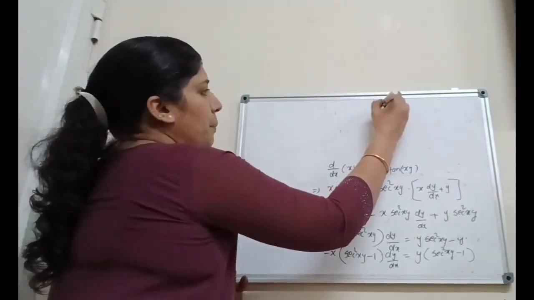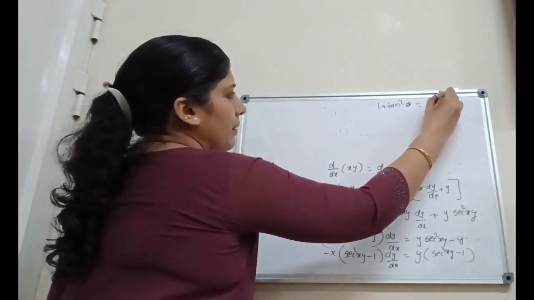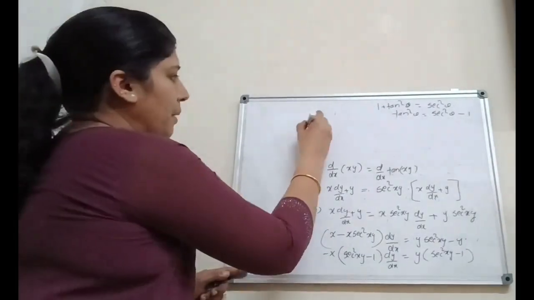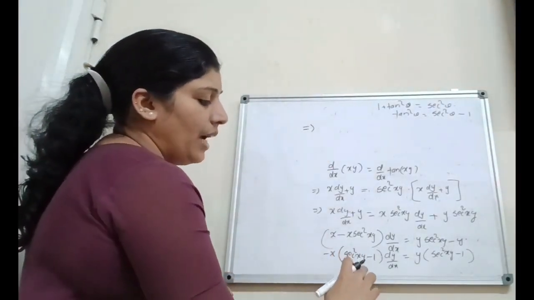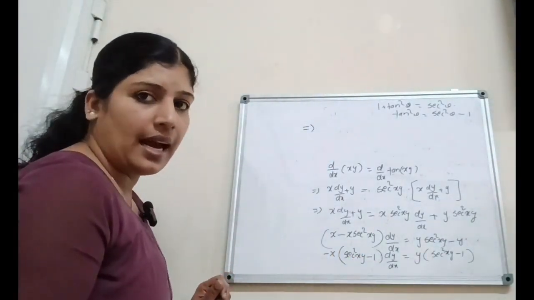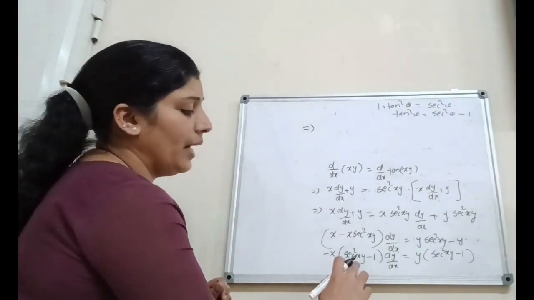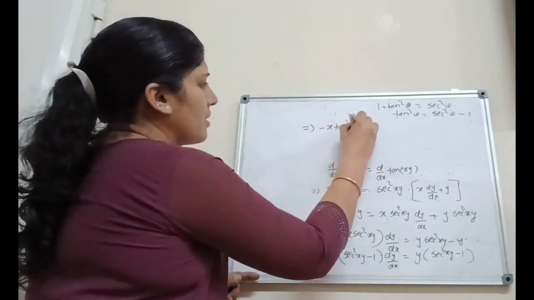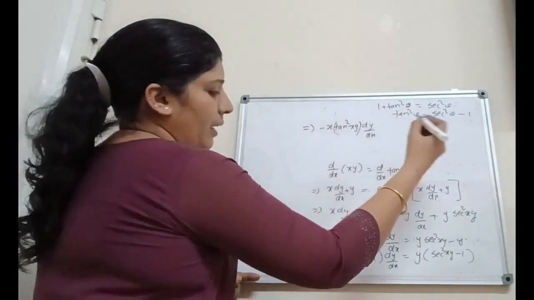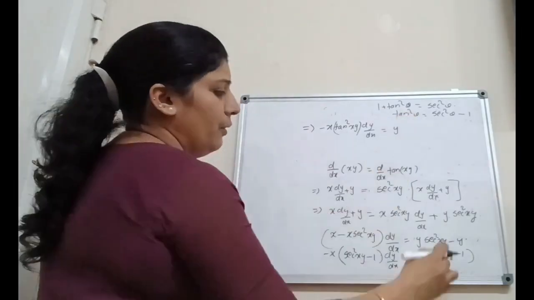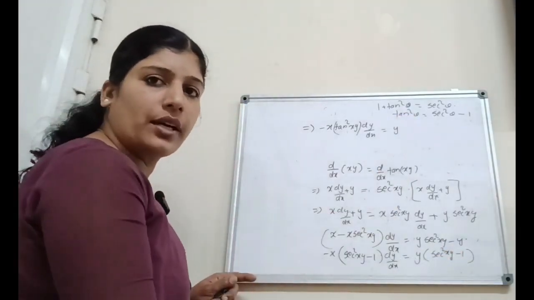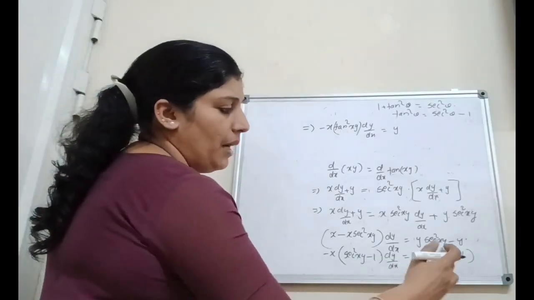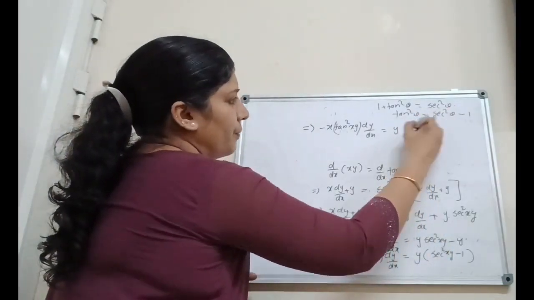We know that 1 plus tan square theta is equal to sec square theta. Therefore, tan square theta is equal to sec square theta minus 1. So sec square theta minus 1 is tan square theta. Therefore, sec square xy minus 1 can be changed into tan square xy. That is, minus x into tan square xy dy by dx equals y into sec square xy minus 1, which is y into tan square xy.